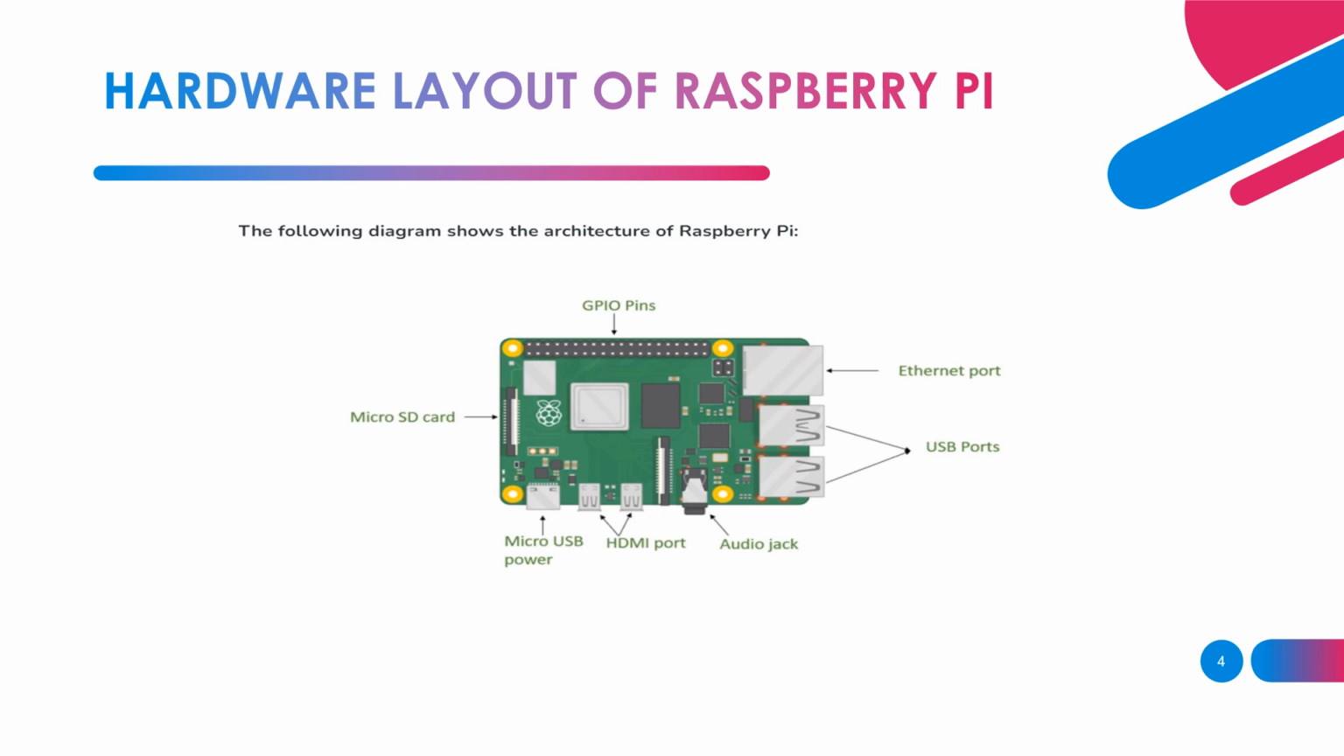SD card, secure digital card. The Raspberry Pi does not have any locally available storage. The operating system is loaded on an SD card which is inserted into the SD card slot on the Raspberry Pi. General purpose input-output.